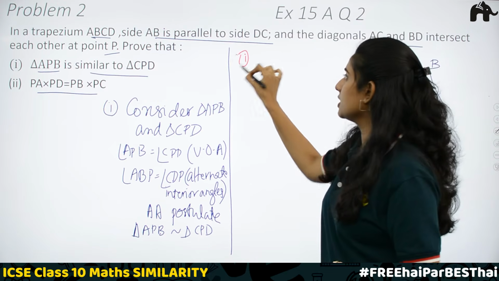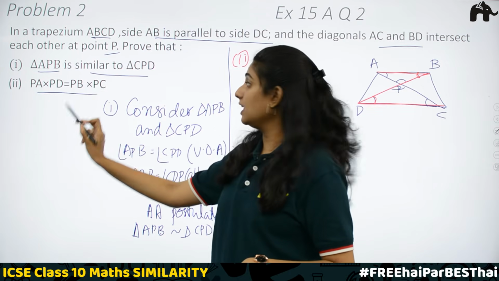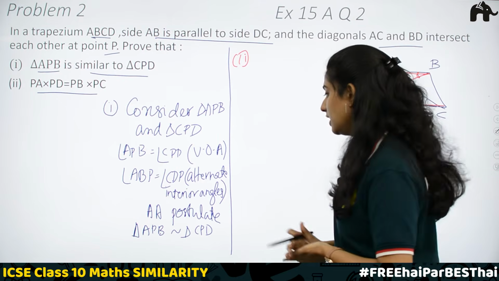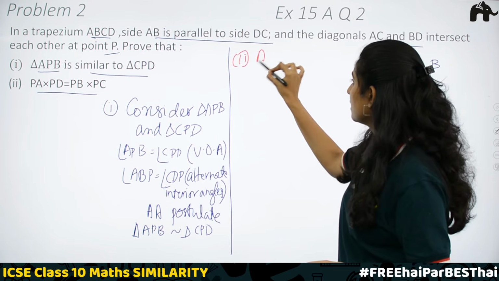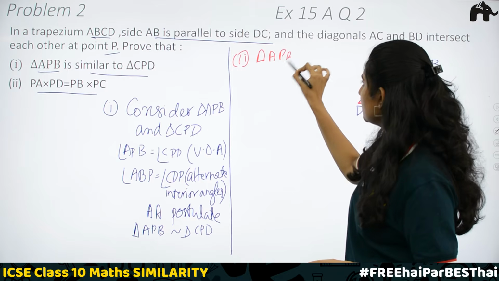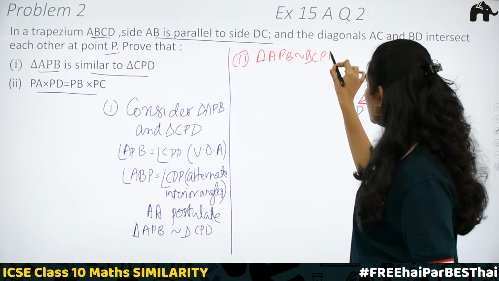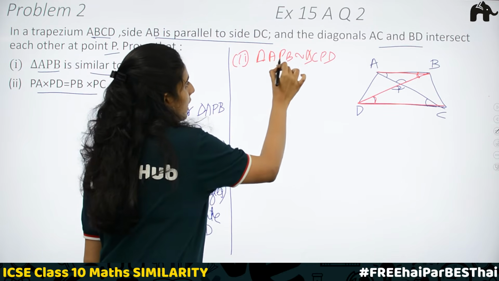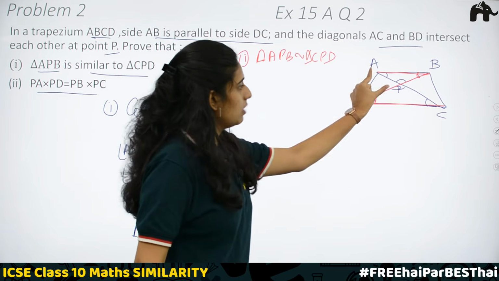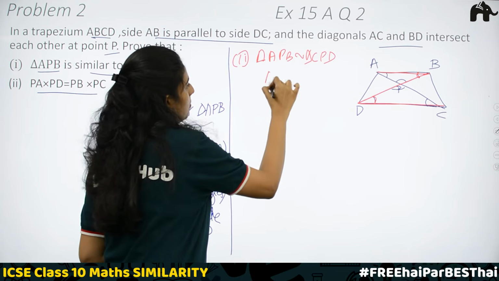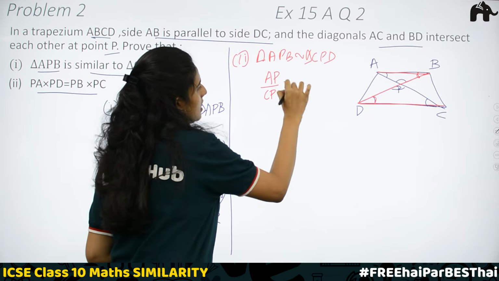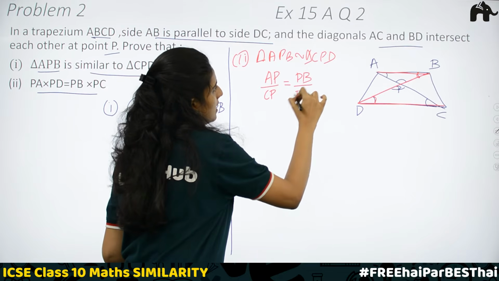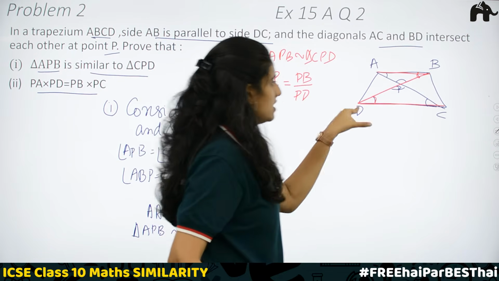Now, in the second part of the question, we have to show that PA into PD is equal to PB into PC. Just take the ratio of the corresponding sides. Here we have triangle APB similar to triangle CPD. Then the ratio of their corresponding sides will be equal. So, corresponding to AP, we have CP. AP by CP is equal to PB by PD. PB and the corresponding side is PD.